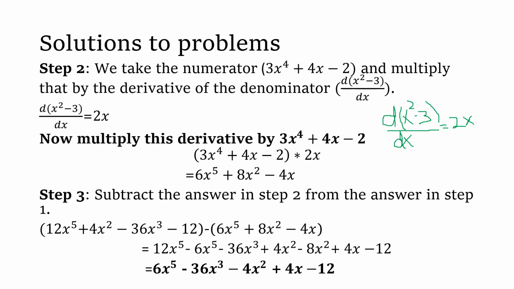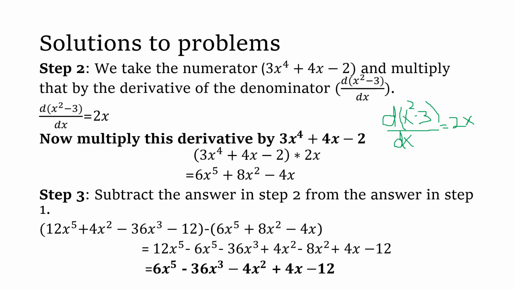Now, we are going to multiply that derivative by whatever is in the numerator. The numerator we know is 3x to the power 4 plus 4x minus 2, right? So we just take the 2x and multiply it by each of the terms in the bracket, right? So 2 times 3 is 6, and then x to the power 1 times x to the power 4.